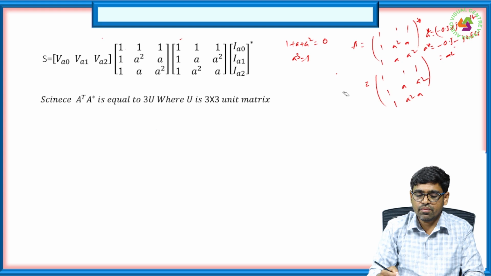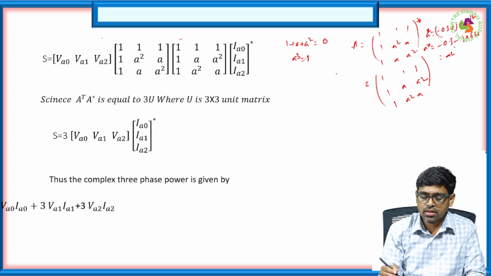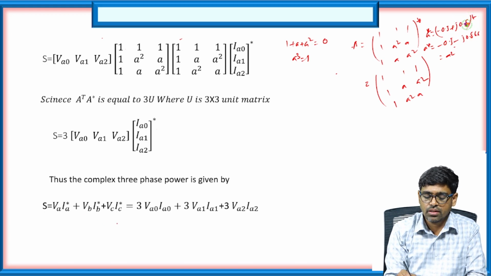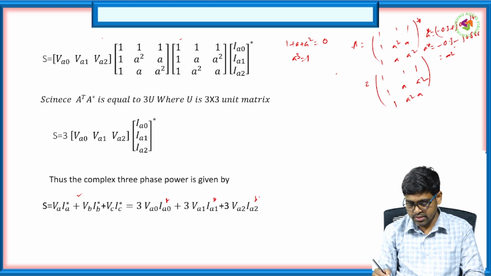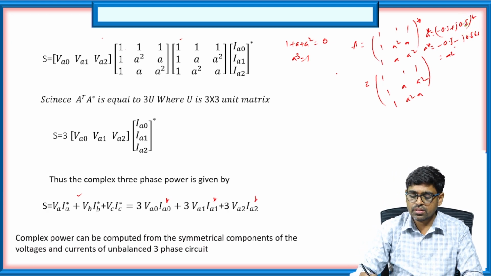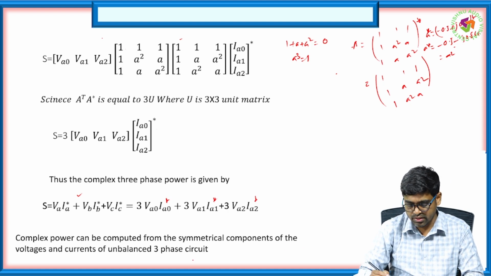So that is the power relation we can get, A transpose again 3 into U. Thus the complex power in this 3-phase is S equal to VA IA conjugate. This is in unbalanced quantity. Then in case of symmetrical component it is 3 times of VA0 IA0 conjugate, 3 times of VA1 IA1 conjugate plus 3 times of VA2 IA2 conjugate. So complex power can be computed from the symmetrical components of the voltage and current of unbalanced 3-phase circuits.